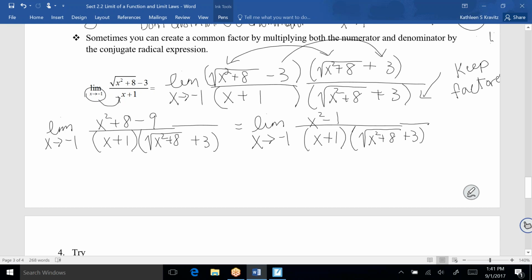All right, now we can see we're still looking for the common factor that we can cancel. So we can look at the numerator x squared minus 1 and we can factor that. That's going to factor as x plus 1, it's a difference of two squares, times x minus 1. And then again copy that denominator.